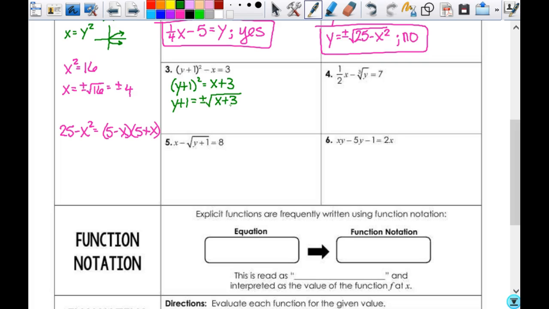Do I still have more I have to do? What do I have to do now? Okay, subtract the 1. Good. So y is equal to plus or minus the square root of x plus 3 minus 1. And I've already decided this is not a function.